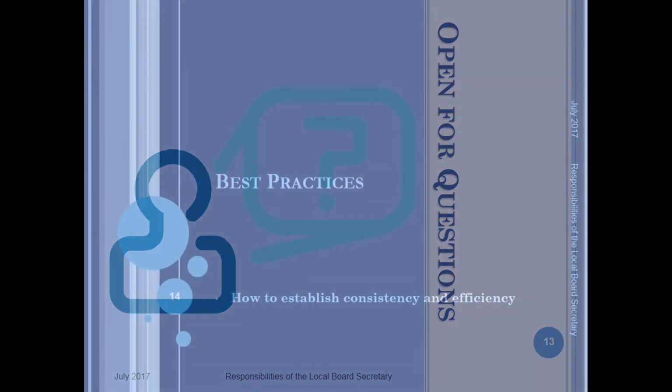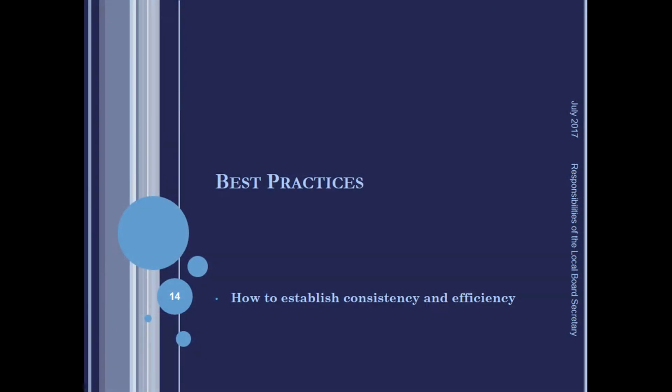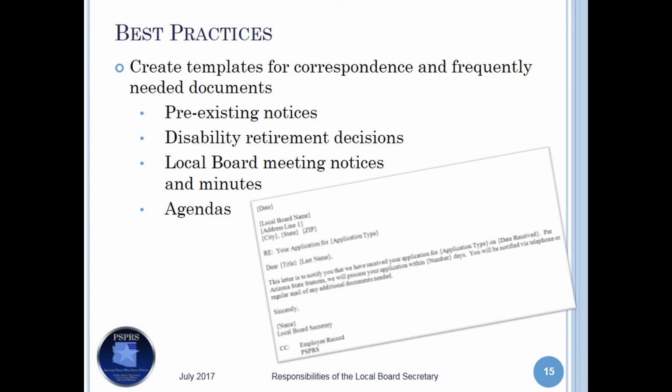All right. Let's talk about some best practices at this point. How to establish consistency and efficiency. Because right now the local boards are set up and a secretary is responsible for a lot of this information. Create templates for correspondence. Number one thing you can do.